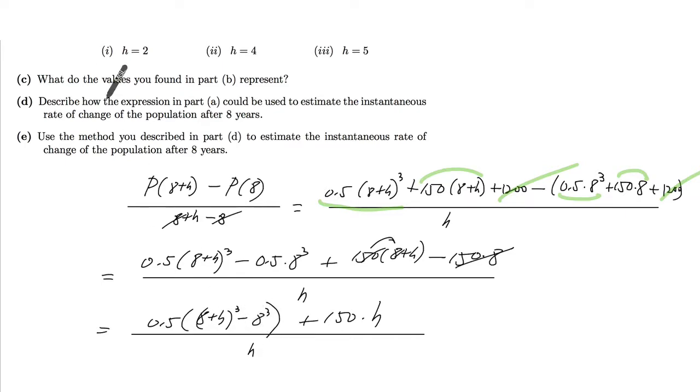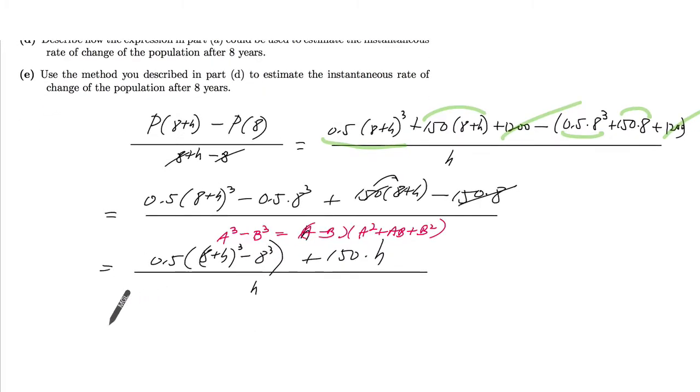And this right here, this is in the form of the difference of cubes. And we have a formula for that. Okay, so you can use this formula right here to factor this instead of expanding. The factoring process will clean up this a lot better. Right, so A minus B is 8 plus H. That's A, and 8 is B. So it's going to be 8 plus H minus 8. Note that that's just going to equal H.